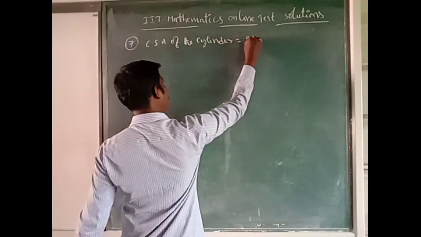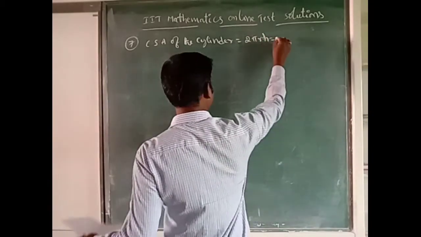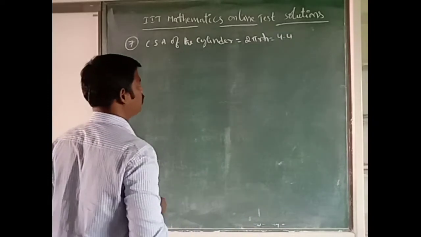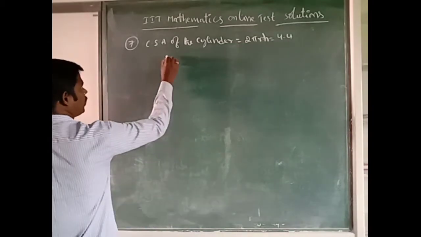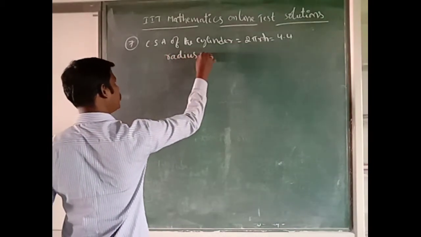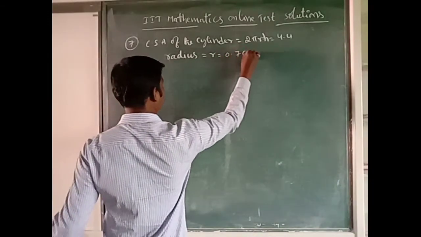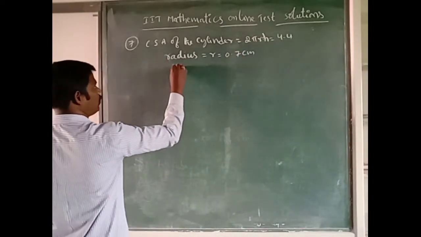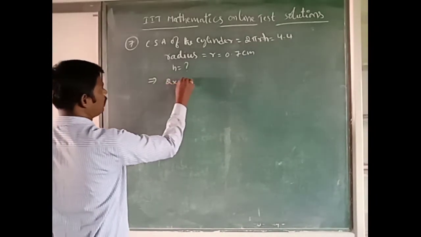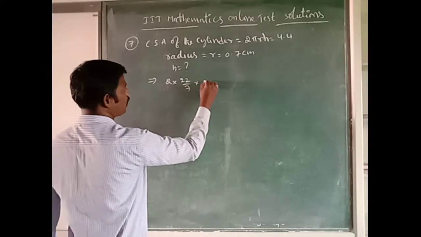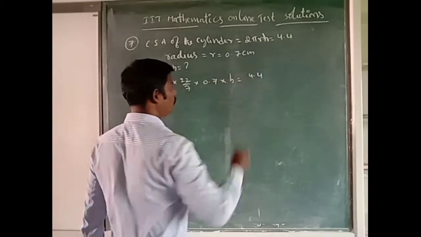How much is given? According to the formula, the curved surface area is 4.4 square centimeters. Okay, children. Next, what else is given? The radius of the base is given. r is equal to how much? 0.7 centimeters. So what can we find? We will find the height. By using the formula, 2 into 22/7 into r value 0.7 into h value, which we don't know, equals 4.4.